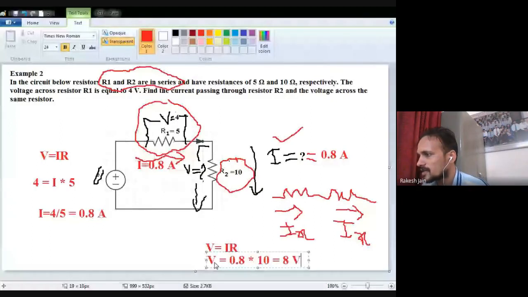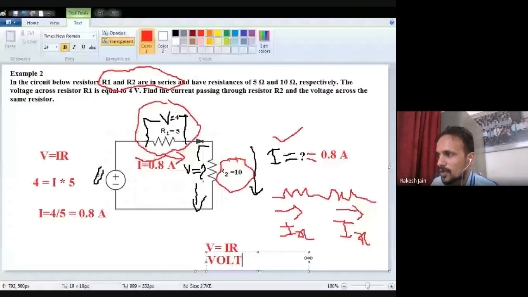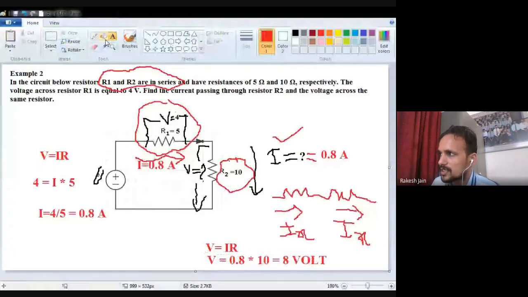This is my complete answer of the question. The question asked me to find out two things. What is the current through this R2 resistance? I circled it with the purple color. You just see my answers. So what is the current through the second resistor? The current is 0.8 ampere.